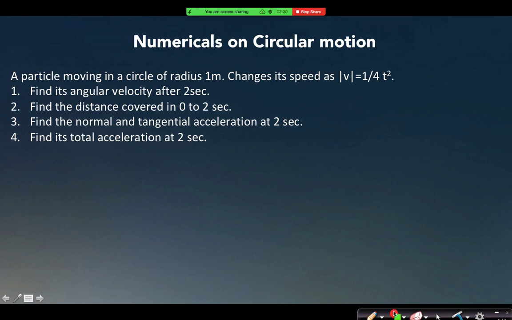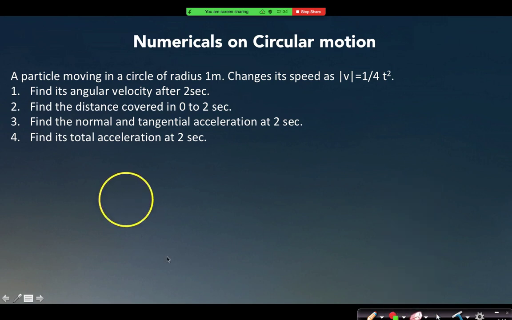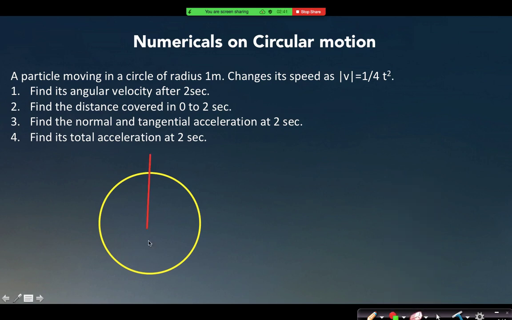Alright, so first let us draw the situation of the particle. Let us assume this is a circle and the particle is moving in this circular path, right? So this is the y-axis, this is the x-axis. Now it changes its speed as 1 by 4 t square. What is the rate of change of speed? Can anyone tell me? The tangential acceleration. Rate of change of speed is tangential acceleration.